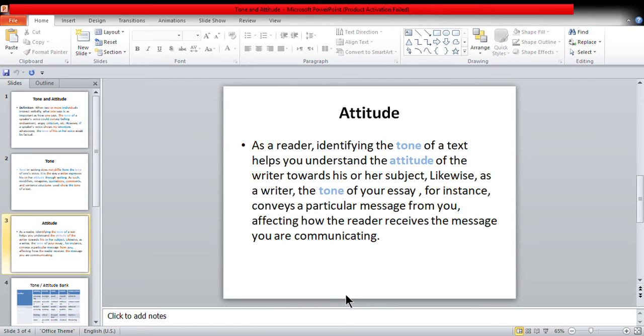What is an attitude? As a reader, identifying the tone of a text helps you understand the attitude of the writer towards his or her subject. Likewise, as a writer, the tone of your essay, for instance, conveys a particular message.